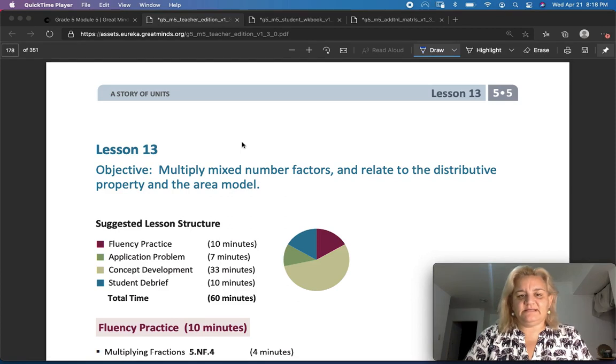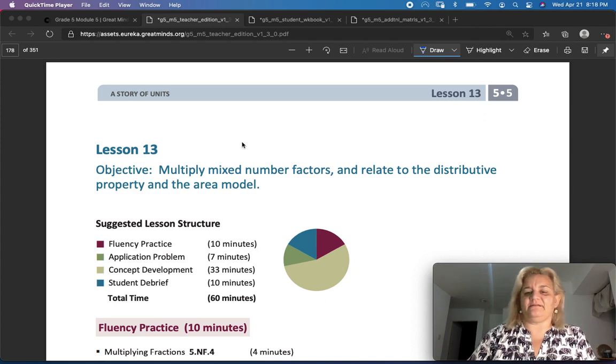Graders, this is Eureka Math. We are in Module 5 and this is Lesson 13. Our objective today is to multiply mixed number factors and relate to the distributive property and the area model.